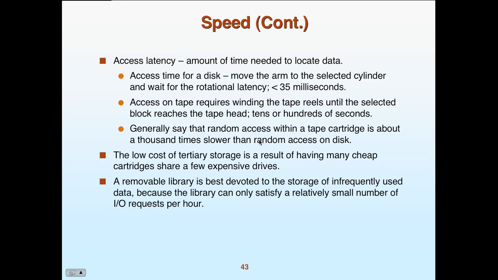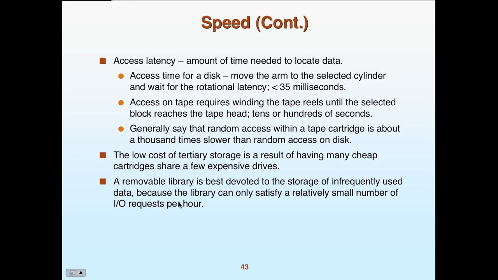And I'm just talking about the channel time, the bus time. I'm not even talking about any of these other stats when it comes to USB. Access time for the disk, access time for the tape. You don't really need to know any of this stuff, but consider you can calculate out time to move the data, find the data, write the data, read the data, random access within the tape itself. Low cost of the storage itself as a result of having many cheap cartridges share inexpensive drives. Usually a removable drive is cheaper than a main drive, but it's going to run slower, bottom line.